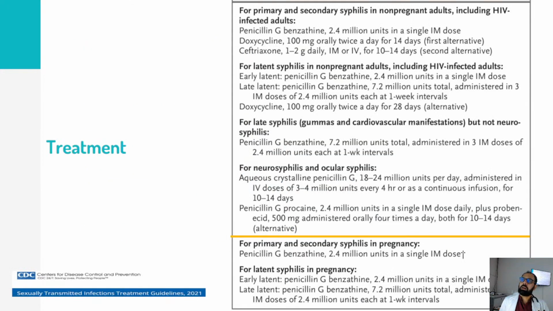And this is the CDC recommendation. Although the CDC has given ceftriaxone as a second alternative in the treatment of primary and secondary syphilis, ceftriaxone can be used in the treatment of neurosyphilis and ocular syphilis as well, owing to its good CSF and ocular penetration.